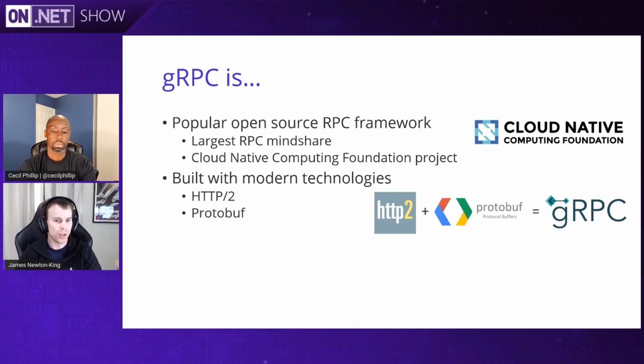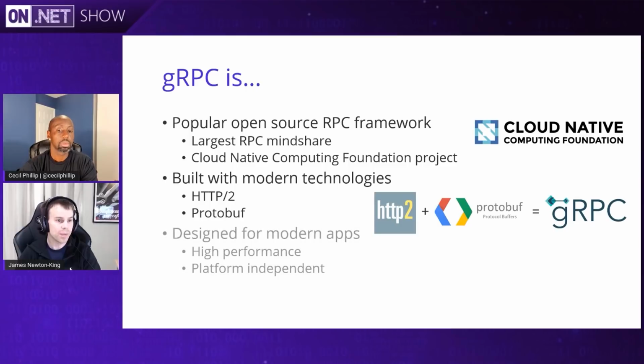So gRPC is not new. It was originally open sourced in 2015, but it's a union of two modern technologies: HTTP2 as its transport protocol, and protobuf as its serialization technology. It's designed for modern apps, particularly microservices. It's high performance and platform independent. There are gRPC implementations for every major programming language in use today. So .NET, Go, Rust, Java, C++, Ruby, Python, Node, you name it, there is a gRPC implementation for it.